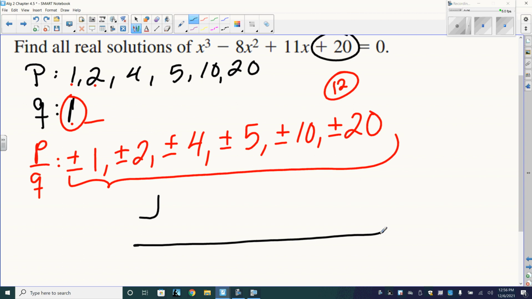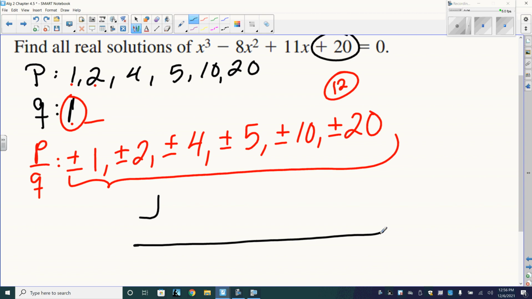Because we could have solutions that are not going to be rational, because they could be complex, they have i in them, or they could have radicals. Now we're going to figure out which ones work with synthetic division.